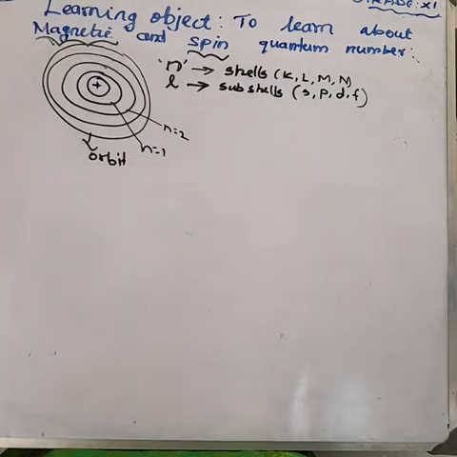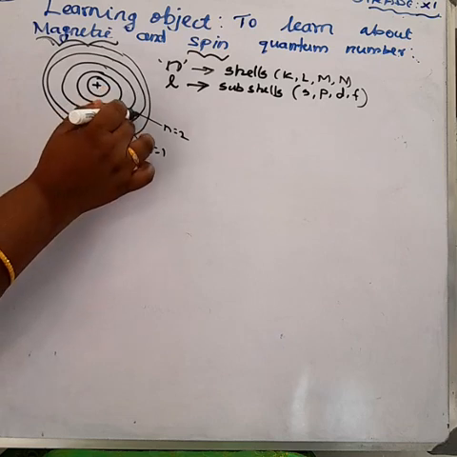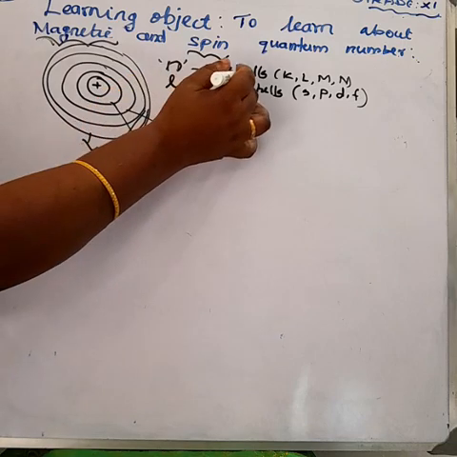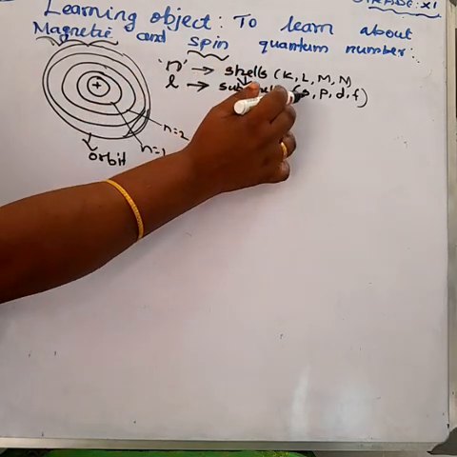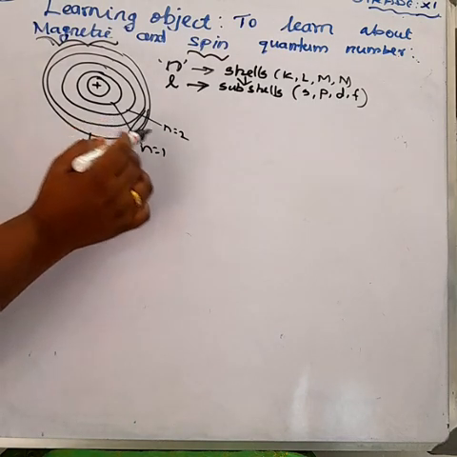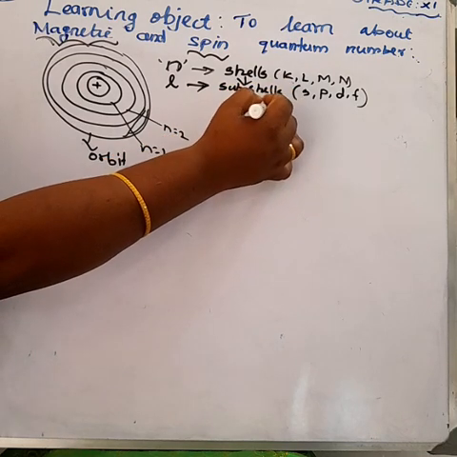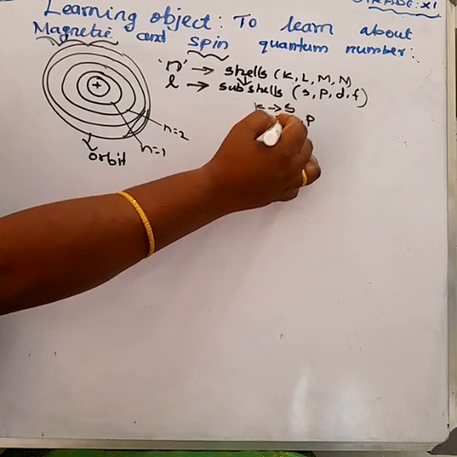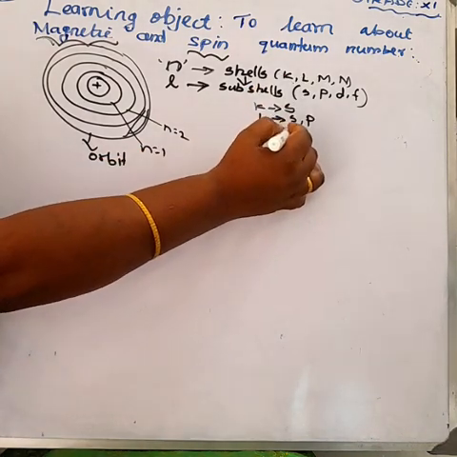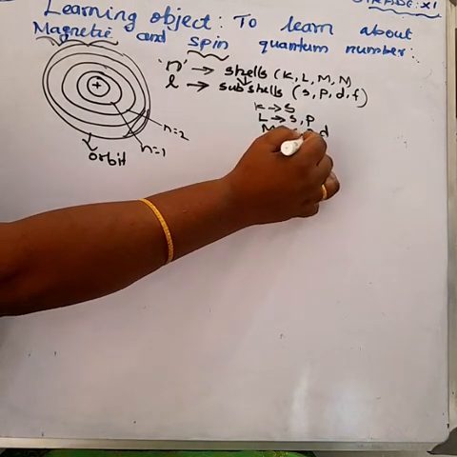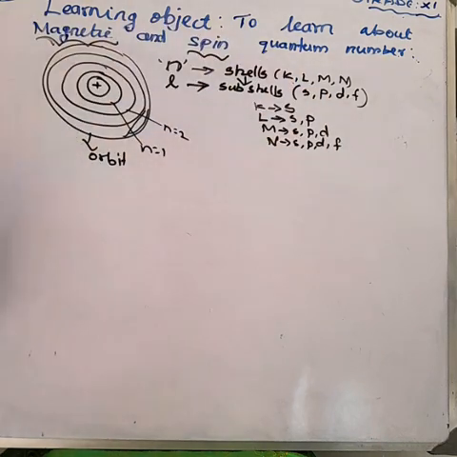The shells are divided into subshells. What are the subshells? S, P, D and F. The K shell is divided into the S subshell. The L shell is divided into S and P subshells. The M shell is divided into S, P and D subshells. And the N shell is divided into S, P, D and F subshells. These are about the principal quantum number and the azimuthal quantum number.